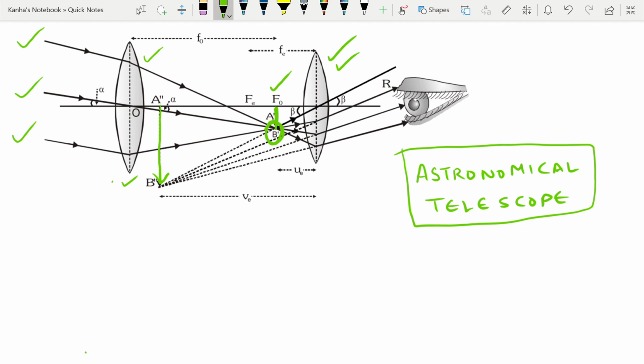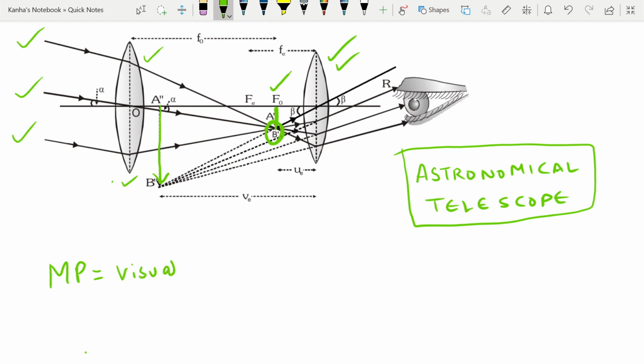That is because the aperture has to take in rays from a large distance, so a lot of rays should actually enter it. Here again I have the simple formula, which is MP is equal to visual angle with instrument beta divided by visual angle for unaided eye.